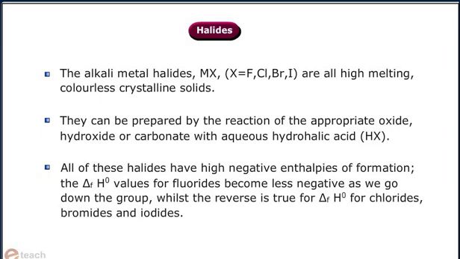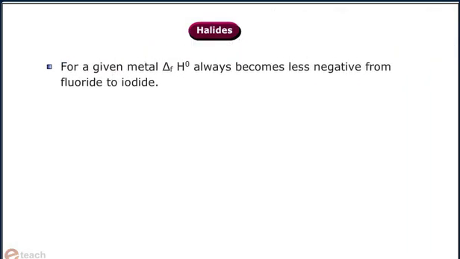The delta H naught of formation values for fluorides become less negative as we go down the group, whilst the reverse is true for delta H naught of formation for chlorides, bromides and iodides. For a given metal, delta H naught of formation always becomes less negative from fluoride to iodide.